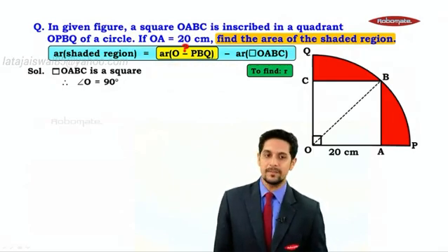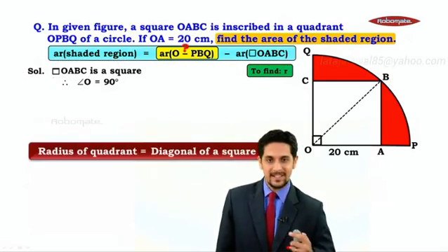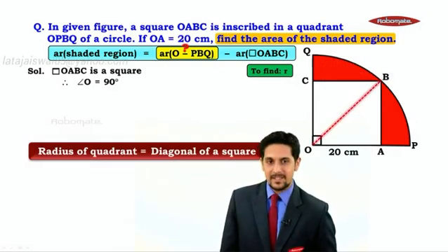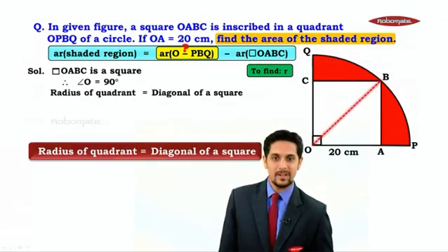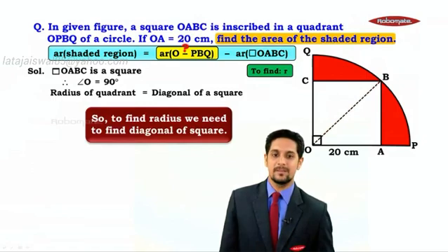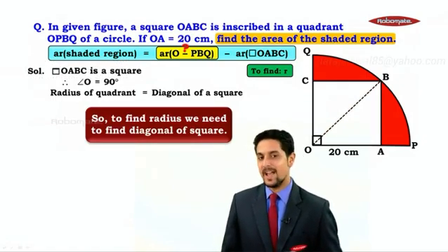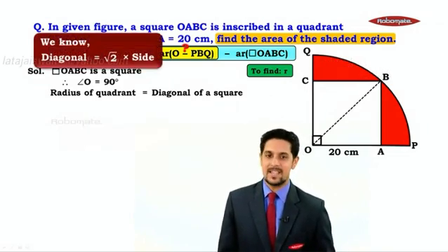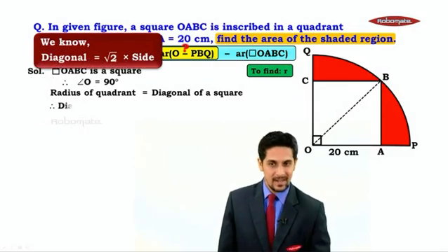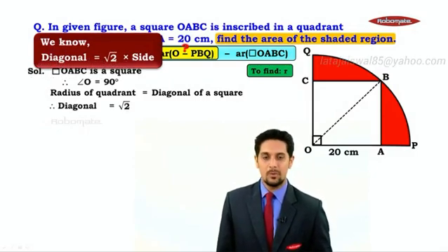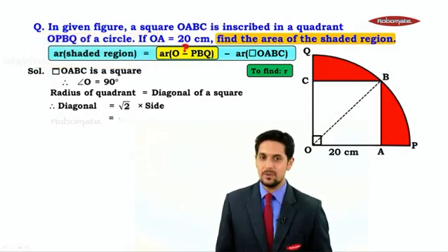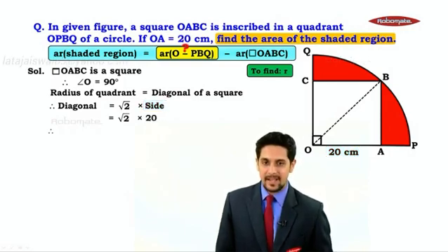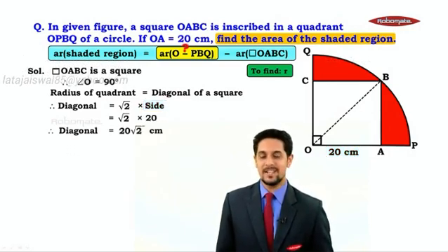So let's draw OB. If you observe carefully, the radius of the quadrant is equal to the diagonal of a square. That means if we need to find the radius of the quadrant, we need to get the diagonal of a square. Yes, we know the relation between the diagonal of a square and its side. We have the diagonal of a square is equal to root 2 times the side. So we can write the diagonal is equal to root 2 into side, which is equal to root 2 into the value of side is 20 as mentioned in the question. So the diagonal is equal to 20 root 2 centimeters.